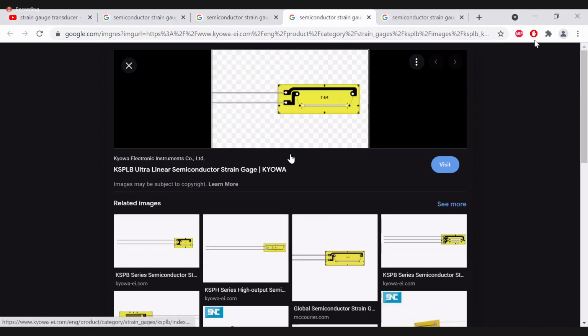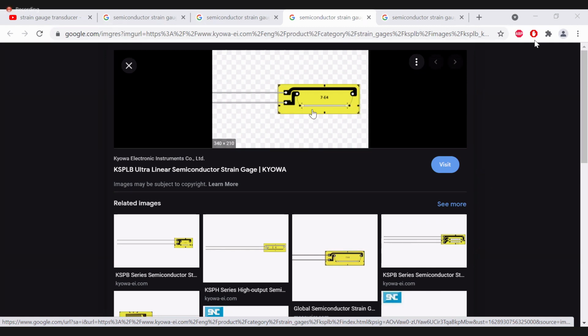So this is another type of semiconductor strain gauge. If you observe the white color line, this is our semiconductor strain gauge. Two leads are connected to two electrical wires. If you apply strain on this white color line, you will get strain values.